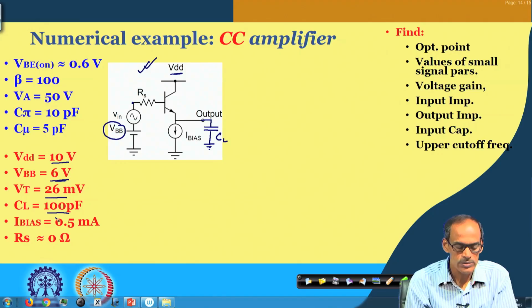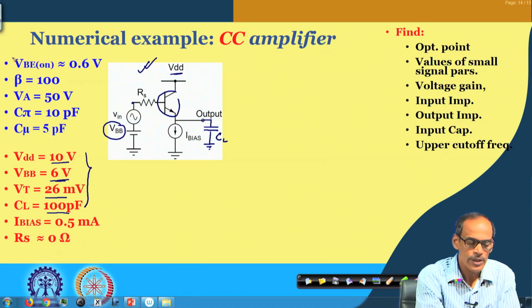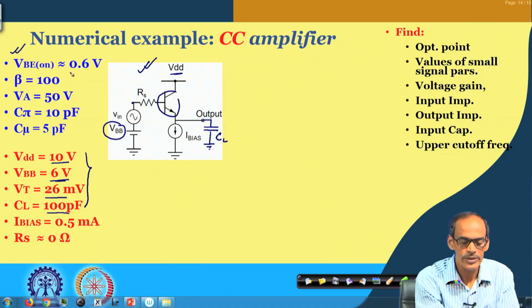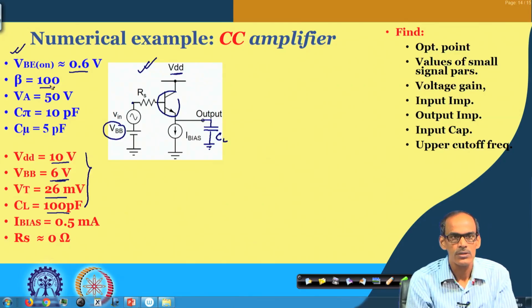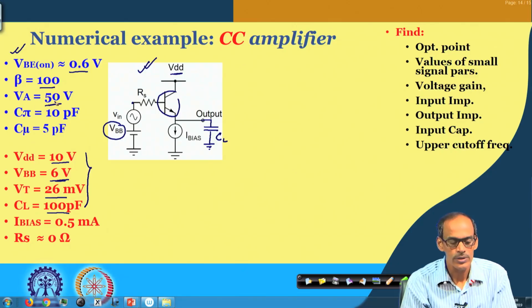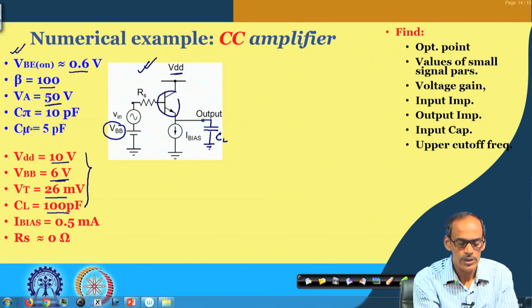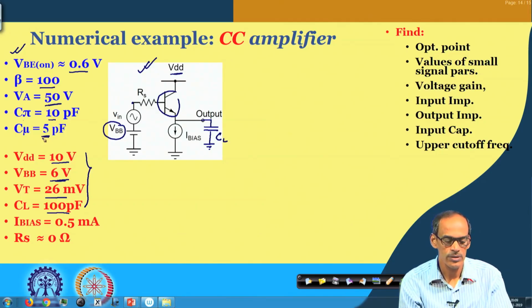These are the load conditions, and then the device parameters are given here: VBE on is 0.6 volt, beta of the transistor is 100, early voltage is 50 volt, and then the parasitic capacitances, namely C pi is 10 picofarad and C mu, base to collector terminal, is 5 picofarad.